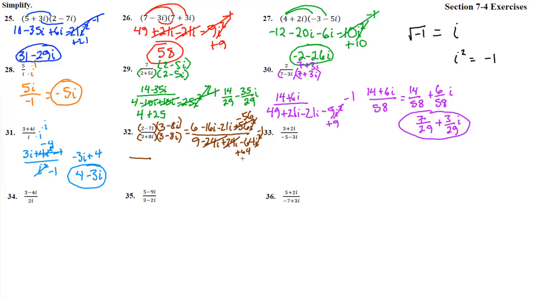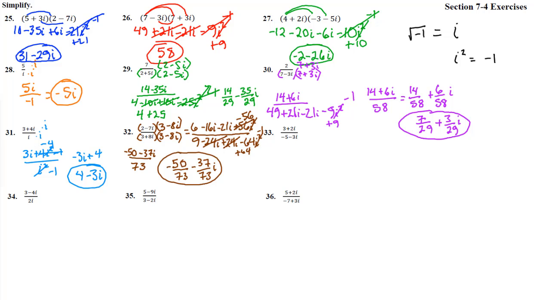So 9 plus 64, that is 73 on the bottom. And the top is 6 minus 56. That's a negative 50 for the real number there. And negative 16 minus 21, that's a negative 37i. So we can write it as negative 50 over 73 minus 37 over 73i in your A plus BI format. Man, that looks good.